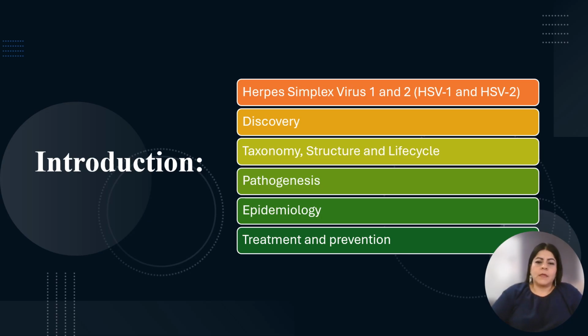Welcome to this comprehensive presentation on herpes simplex virus types 1 and 2, which I'll be referring to as HSV1 and HSV2 throughout this presentation. These prevalent pathogens are responsible for a range of human diseases. In this presentation, I will be delving into the virus's taxonomy, structure, and life cycle. We will explore how HSV1 and 2 establish infection through a highly organized process involving the viral capsid and double-stranded DNA genome.